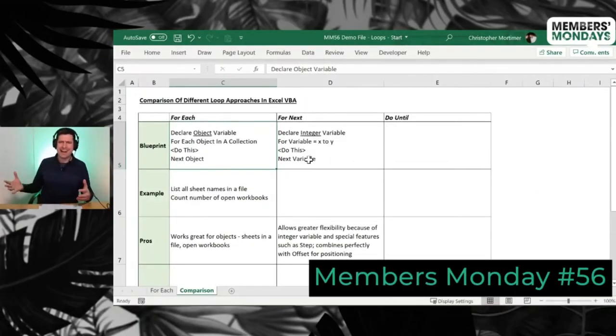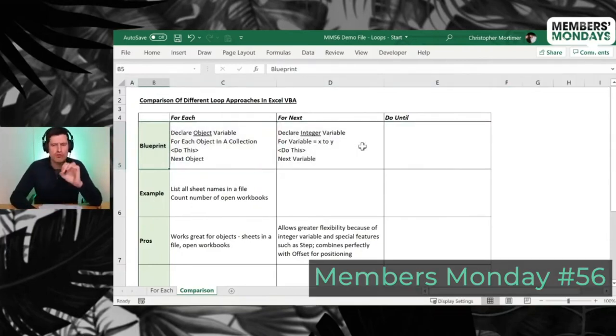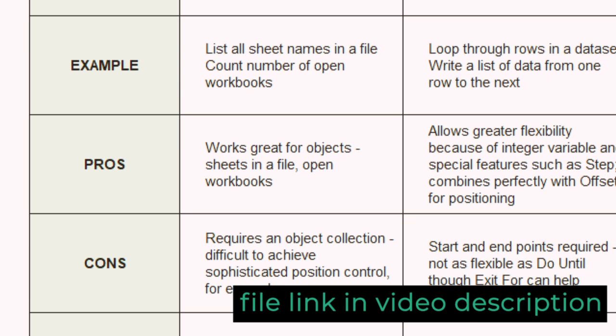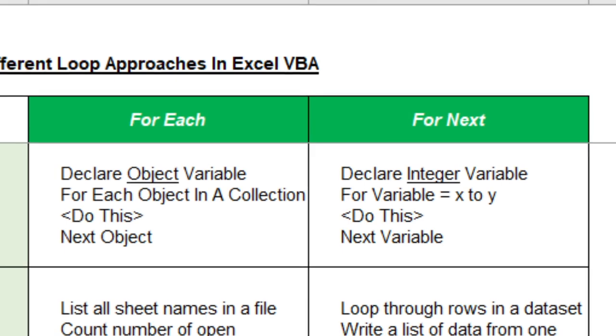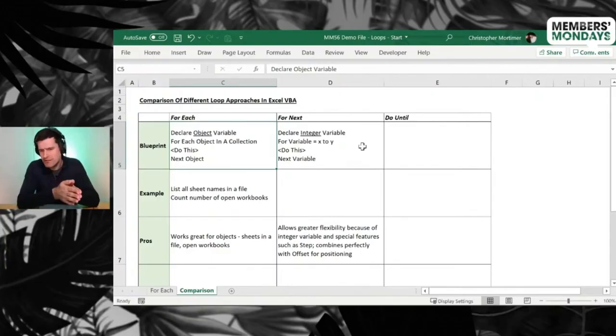Let's get into it. Call it your easy guide to loops in Excel VBA, but I want you to be aware of what the blueprint is. I call it the blueprint. This is the repeated language that is used every time in this loop example. Whether you're with the for each loop, whether you're looping through sheets in a file, cells in a range, or open workbooks, the structure of the syntax is the same.